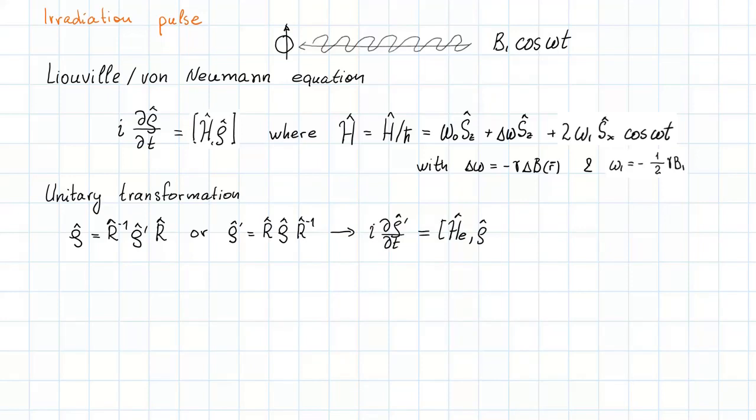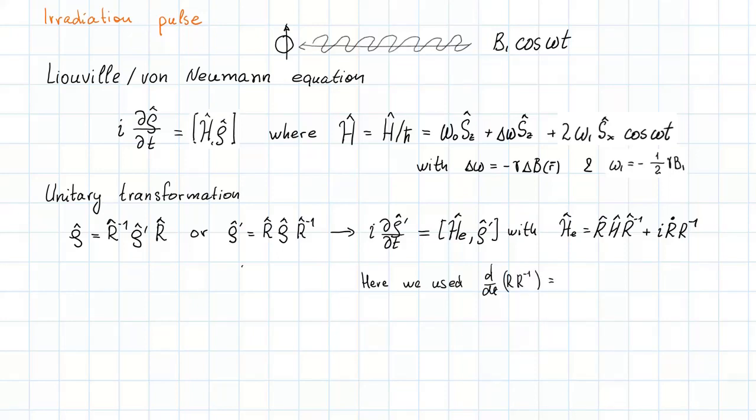The only difference is that I have some effective Hamiltonian HE instead of H. Here, HE is defined as R, H, inverse R, plus i, R time derivative, multiplied by the inverse R. To get the last term, I used the relation that R multiplied by the inverse R is equal to the constant unit matrix, the time derivative of which is equal to 0.